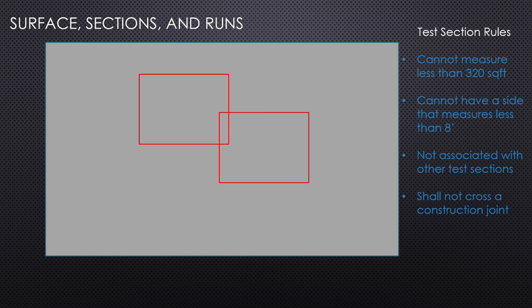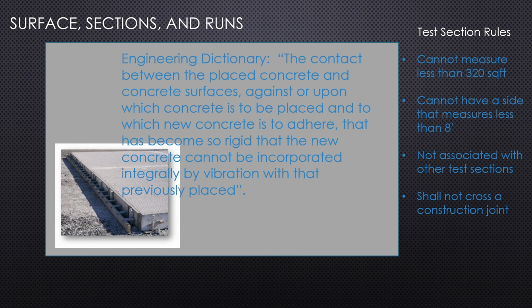A test section cannot overlap other test sections. And a test section shall not cross a construction joint. And in case you don't know what a construction joint is, here's the definition as defined by the Engineering Dictionary. The contact between the placed concrete and concrete surfaces against or upon which concrete is to be placed and to which new concrete is to adhere, that has become so rigid that the new concrete cannot be incorporated integrally by vibration with the previously placed concrete.